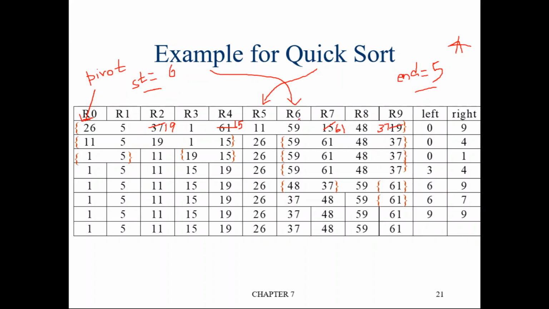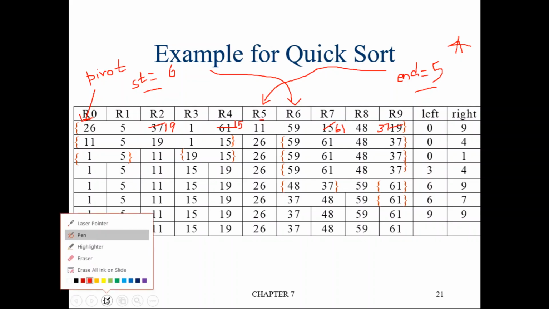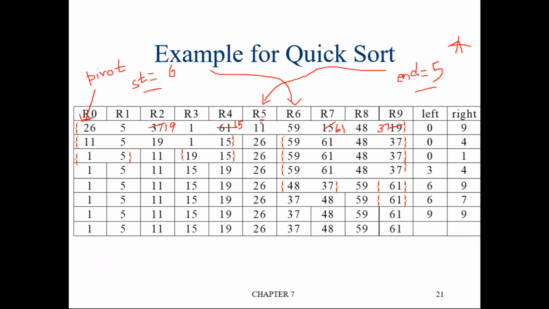If start is not less than end, then what should we do? The element at end location. Now where is end pointing? End is pointing to the 5th location, that is 11. The element at end location should be swapped with the pivot element.